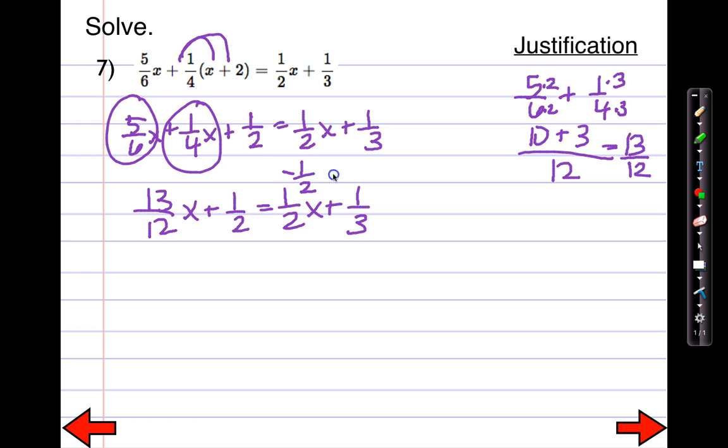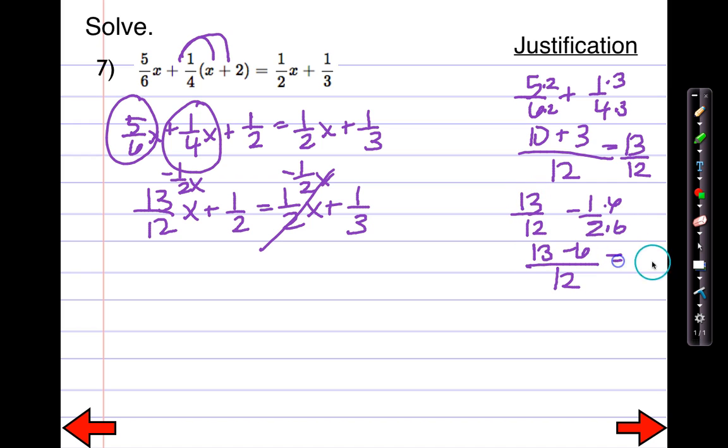Okay, so let me just continue by isolating my variable to one side, doing some side work. We're going to do 13/12 minus 1/2. 12 is going to be my lowest common multiple. This one's going to change by 6, leaving me with 7/12. So we have 7/12 x plus 1/2 equals 1/3.